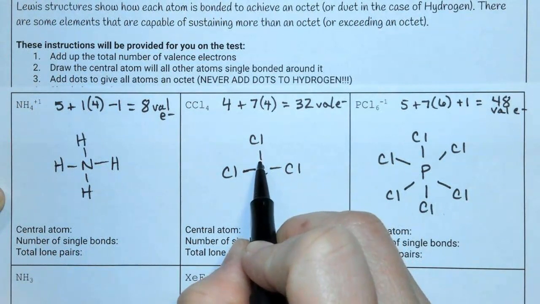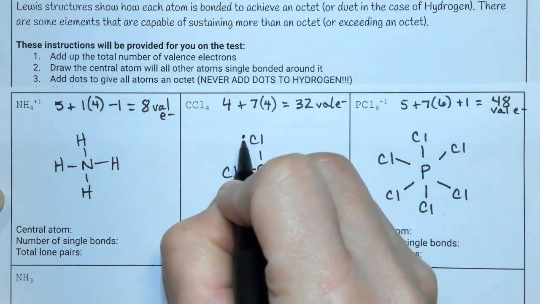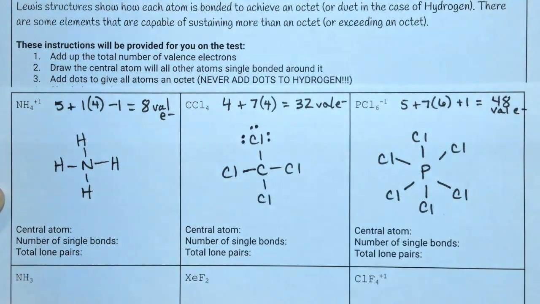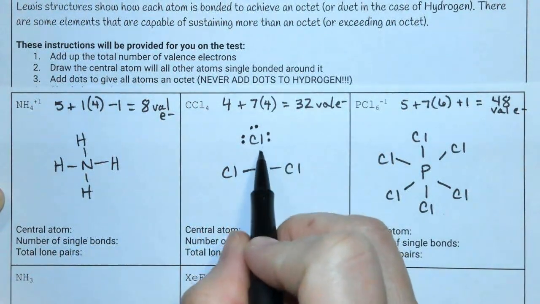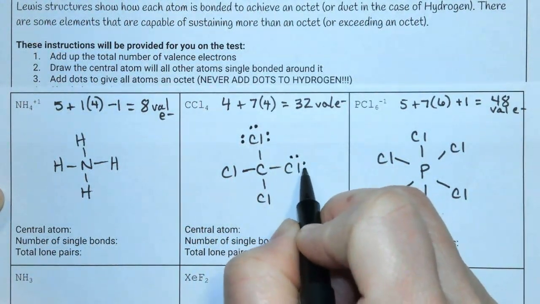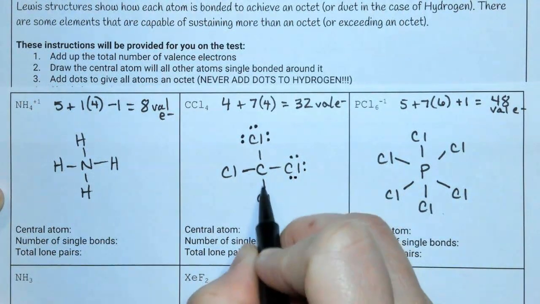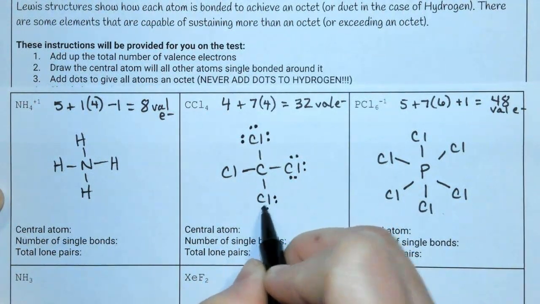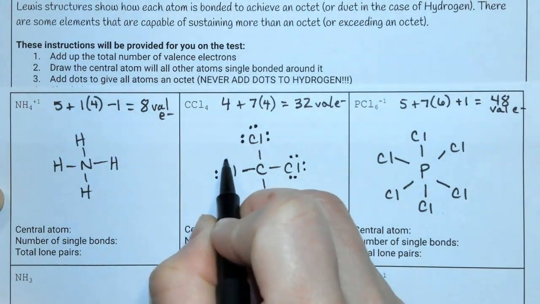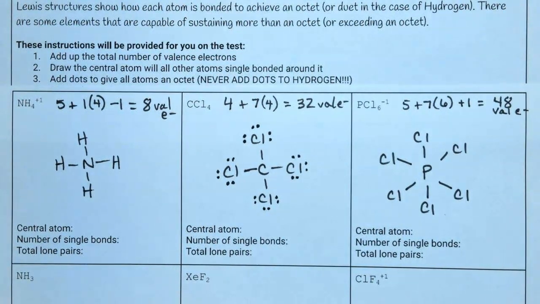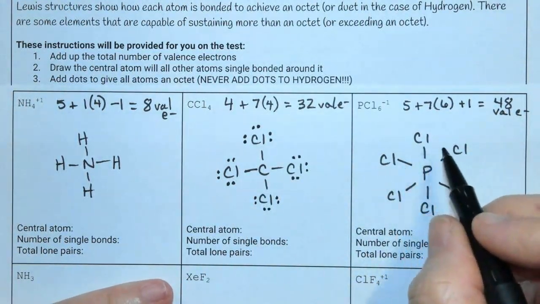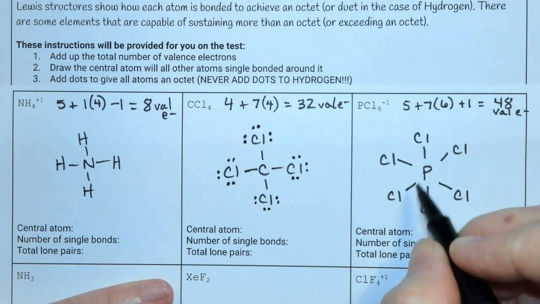This chlorine has 2. So we need 4, 6, 8. So 3 pairs of electrons to give it 2, 4, 6, 8 electrons total around it. Now, because each atom has its octet, I'm done with my dots. Same thing over here. We're going to need 3 pairs of dots around all of the chlorines.